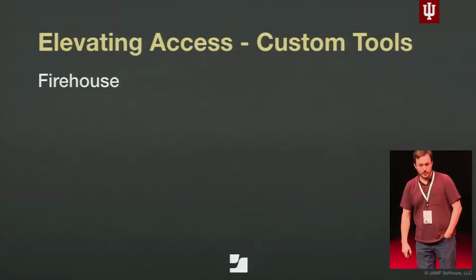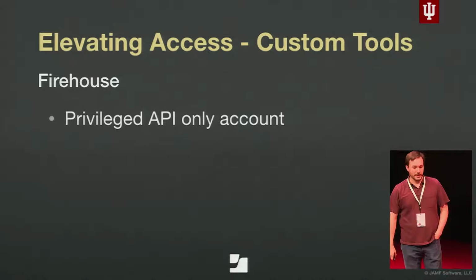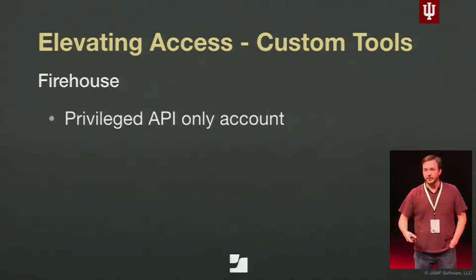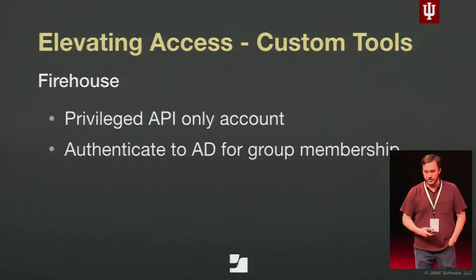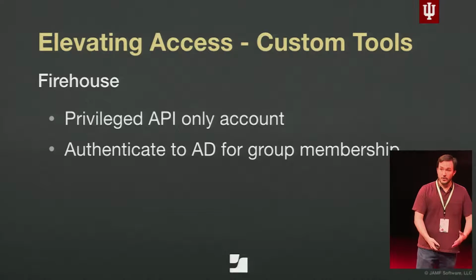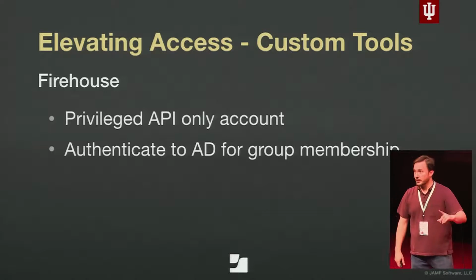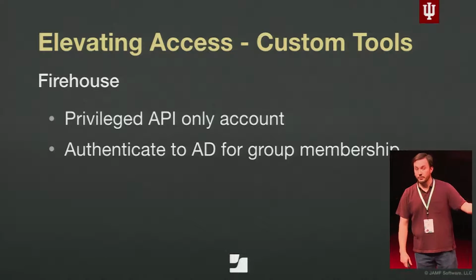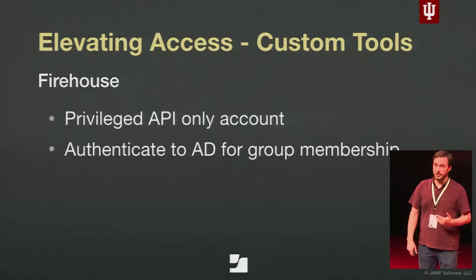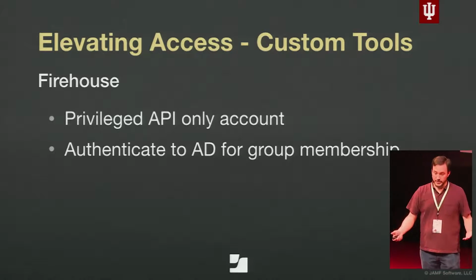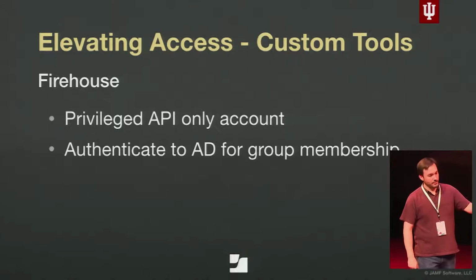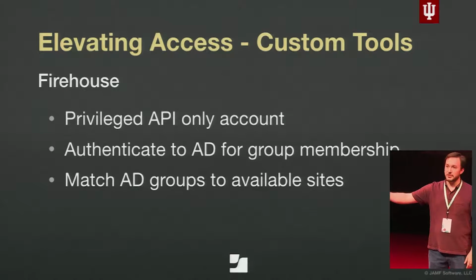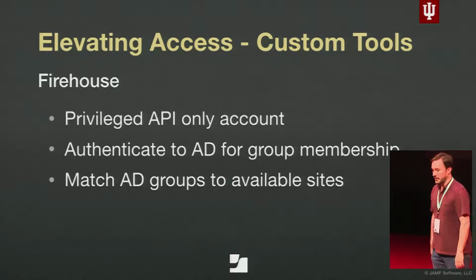So the way this works, we are using a dedicated privileged API account on the back end. So that's kind of how we get around it. When we do authentication for the user, so when they log in, we're authenticating to Active Directory, and then we're looking up what site groups they belong to. Because again, since we're using Active Directory as kind of the foundation for our prefixes, we can find the prefix from the groups they're in, and then we can match that to the available sites within the Jamf server.